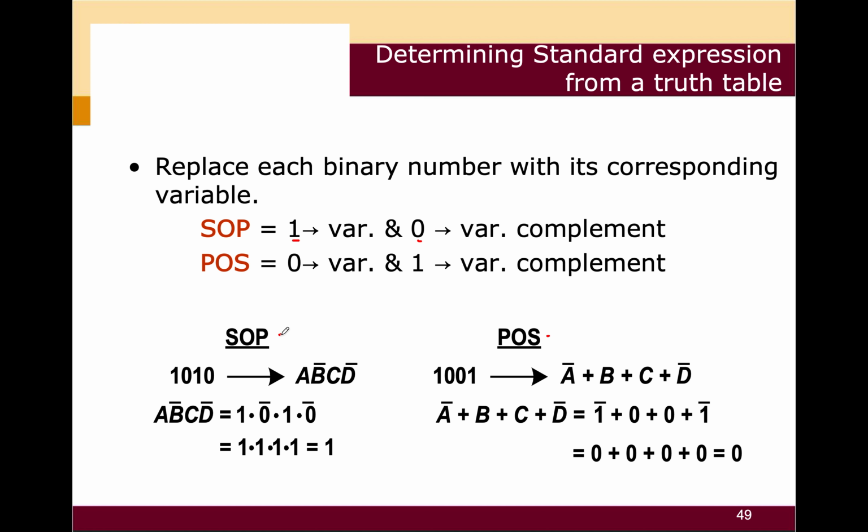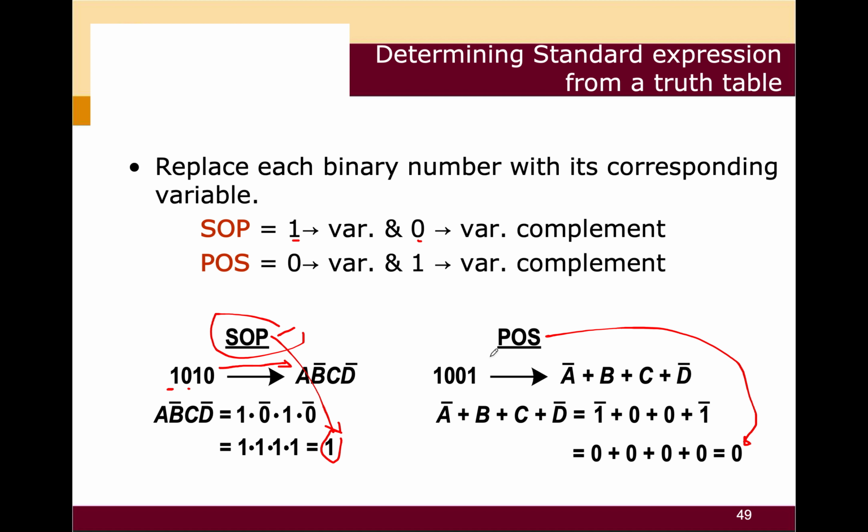So let's go. Let's say over here this is under SOP, first example, you were given 1010. It also means A, B bar, C, D bar. And you can see this is the output of 1 under SOP. For POS, the output will be 0. So it is just a repeating process.